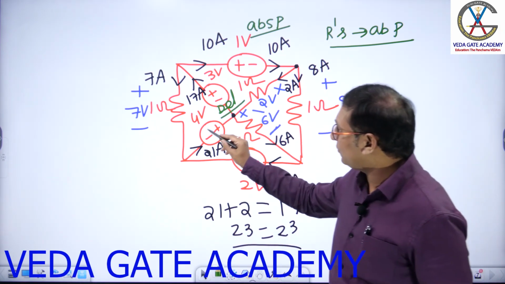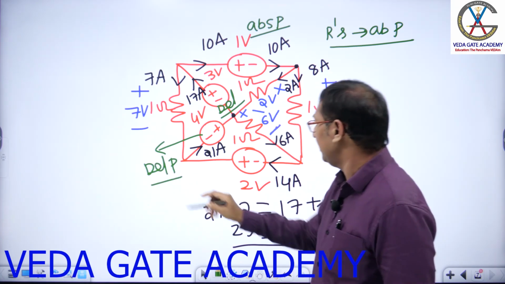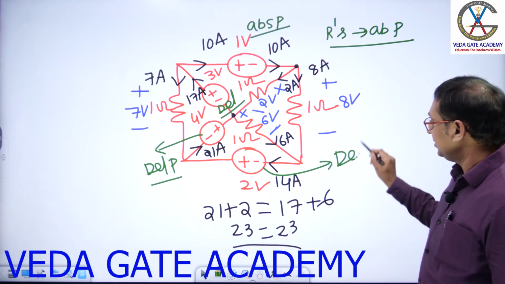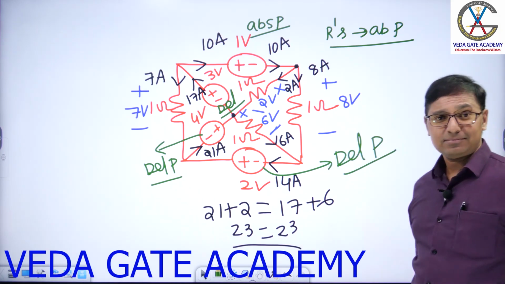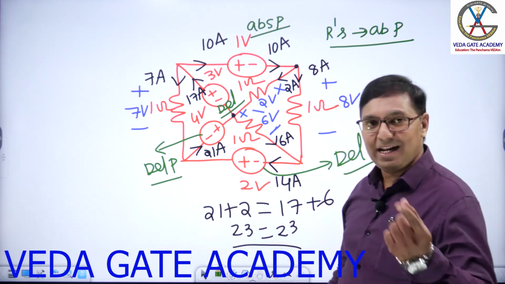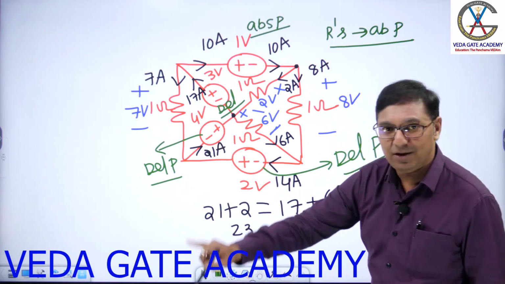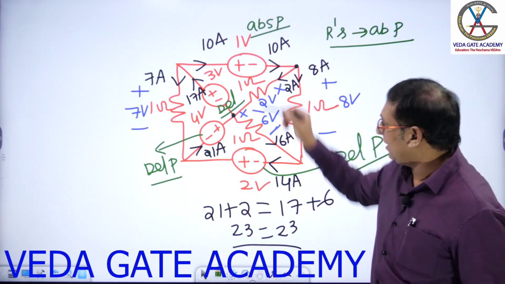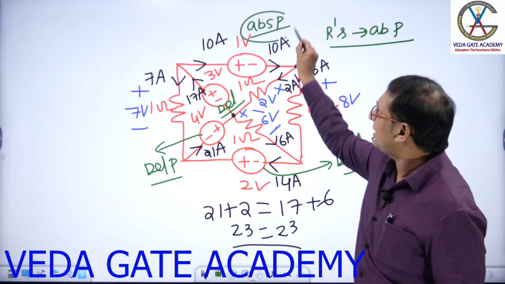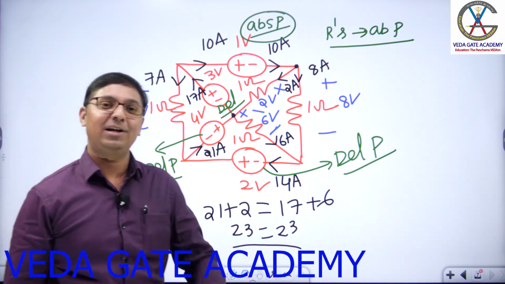Next, what about this 4 volt source? 4 volt source also delivering power. What about this 2 volt source? 2 volt source also delivering power. We have 4 sources here. 3 volt source delivering power, 2 volt source delivering power, 4 volt source delivering power. But this 1 volt source is absorbing power. Verify with Tellegen's theorem. It will be perfectly matched.